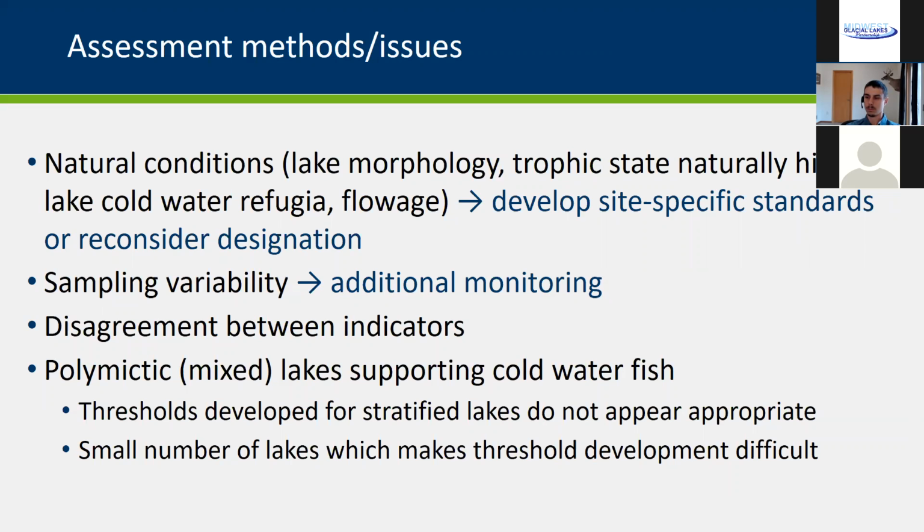And then finally, Derek mentioned these polymictic or mixed lakes that have these cold water fish. It's a relatively small proportion of the lakes in the state that support these fish species, but we're not quite sure what to do with them yet, because with these thresholds that I've gone through, most of these polymictic lakes don't meet those standards. There's something different going on with these lakes, and unfortunately, there's not a whole lot of them, which makes it more difficult to develop thresholds. So these are something that we're still struggling with. We want to be able to protect these lakes, but we haven't quite figured out how to do that yet.